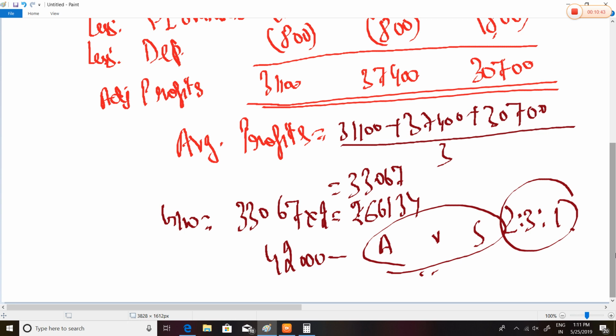the balance of 24,134 between A, V, and S. Okay. So not S, it's K. A, V, and K in the new profit sharing ratio. Okay, in the new profit sharing ratio.